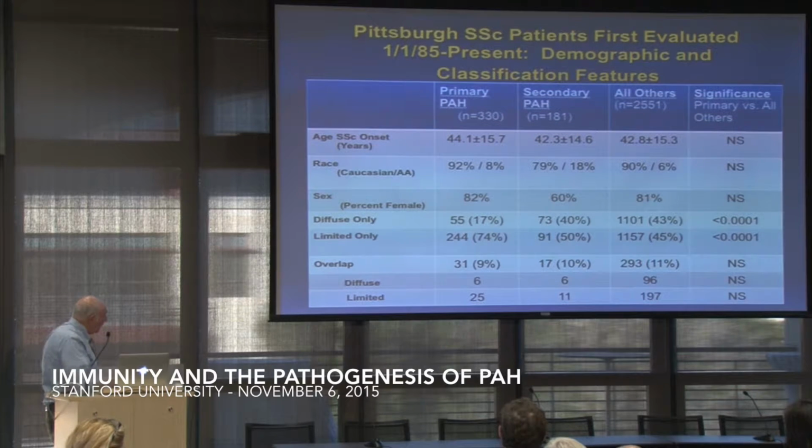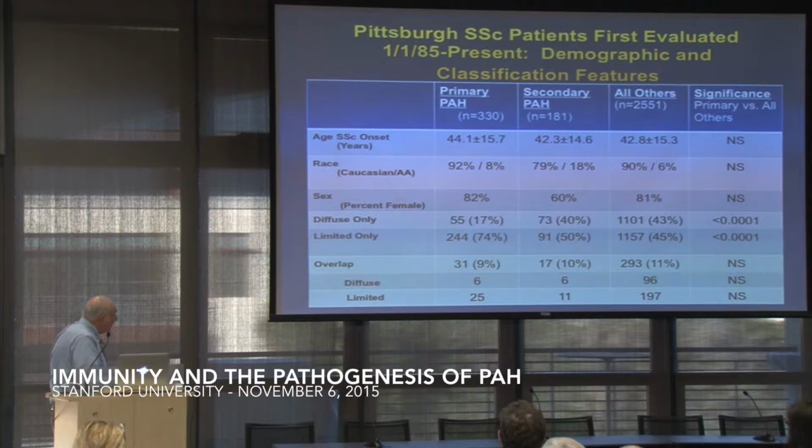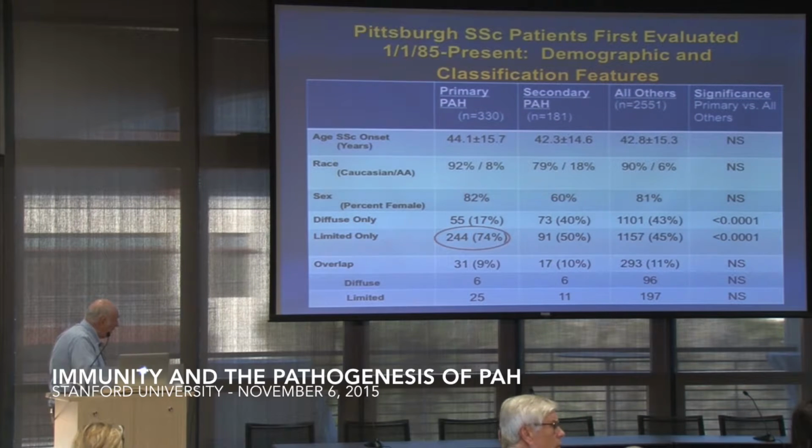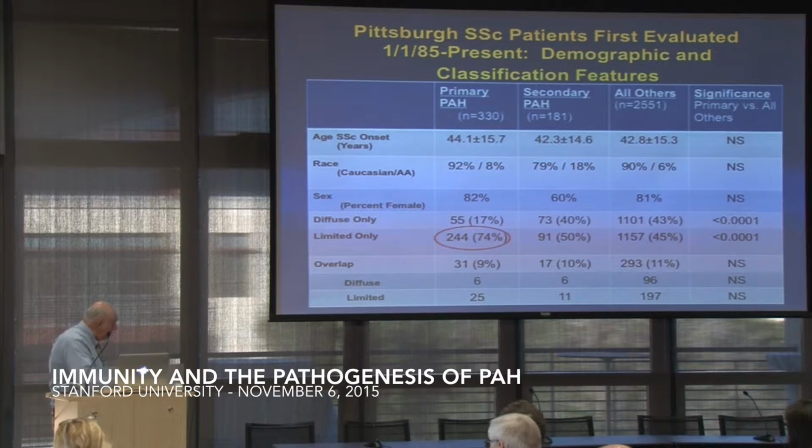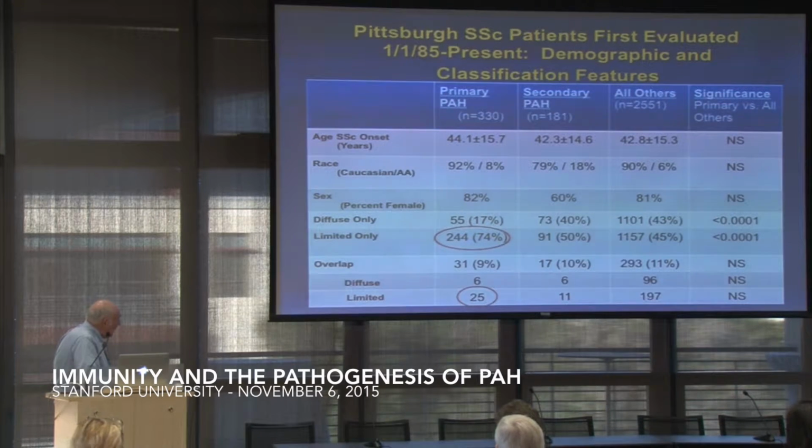So I think you can see here that primary pulmonary hypertension patients are distinguished by the fact that they primarily have limited skin involvement, even if they are found in overlap, in distinction to secondary pulmonary hypertension, which are primarily, or not primarily, but disproportionately African American, male, and diffuse disease.